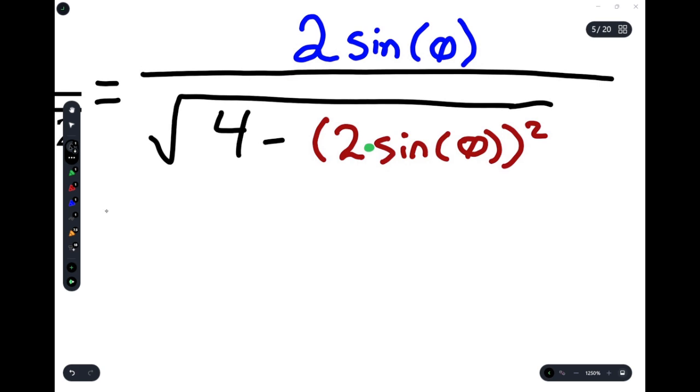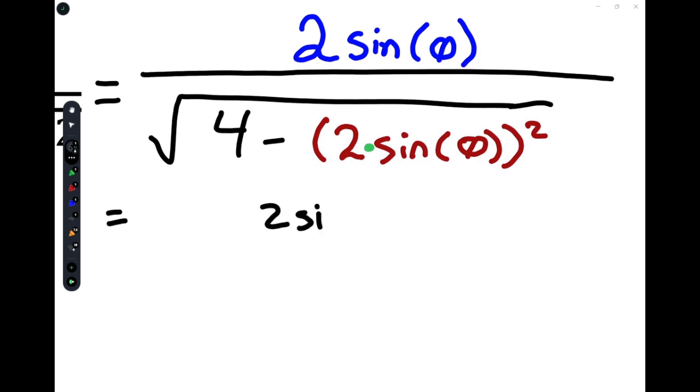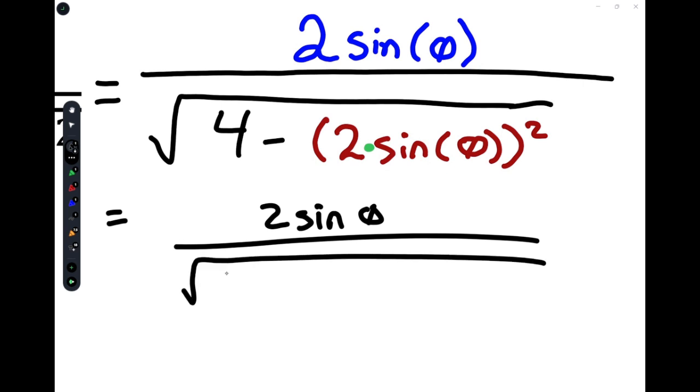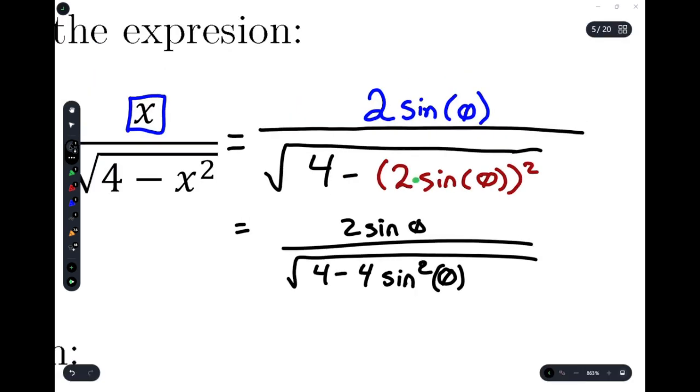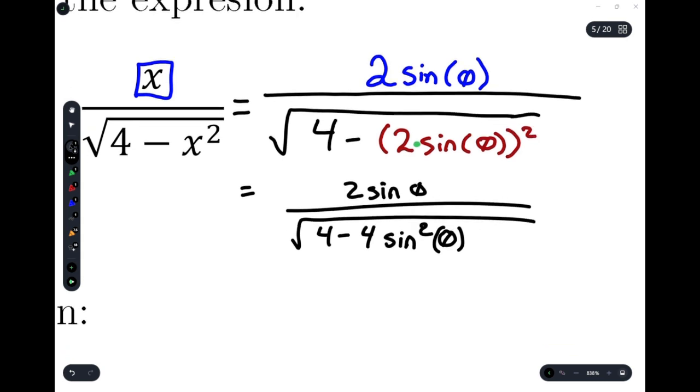Okay, so if we do that, we're left with 2 sine theta over big ol' root 4 minus 4 sine squared theta. Well, I do the squared up first because it's prettier. Does that square root and that square do anything? Not right now. Because look at what symbol's in there. The minus sign means you can't distribute it.